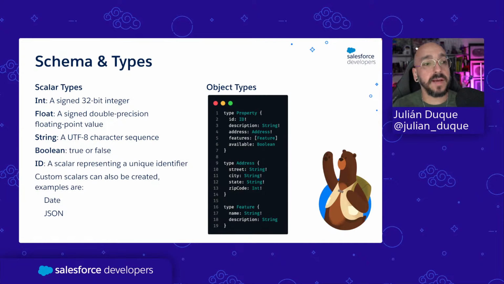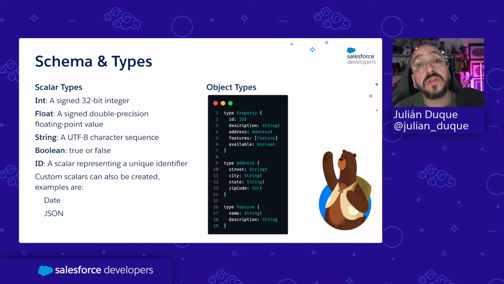For the scalar types, we have integer, which is a signed 32-bit integer. We have floats, strings, which is a UTF-8 representation of a string. We have booleans, and we have a special scalar type, which is the ID, that is used to represent unique identifiers. This is going to map to a string.